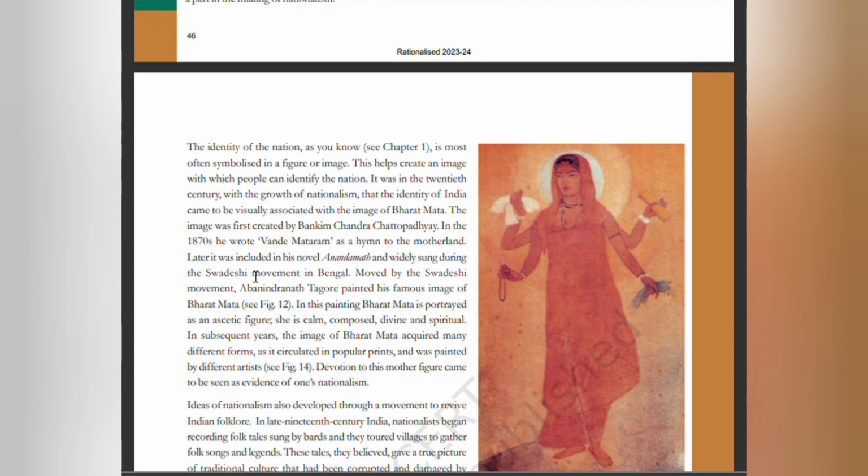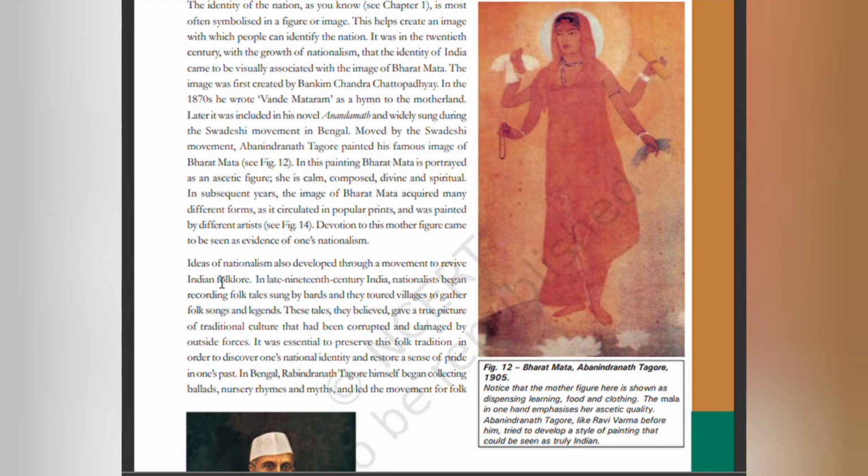Moved by the Swadeshi movement, Abanindranath Tagore painted his famous image of Bharat Mata. In this painting, Bharat Mata is portrayed as an ascetic figure. She is calm, composed, divine, and spiritual. In subsequent years, the image of Bharat Mata acquired many different forms. It circulated in popular prints and was painted by different artists. Devotion to the mother figure came to be seen as evidence of one's nationalism.